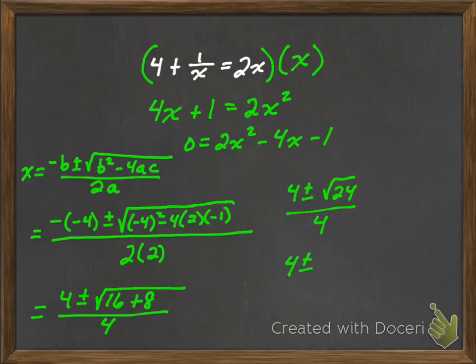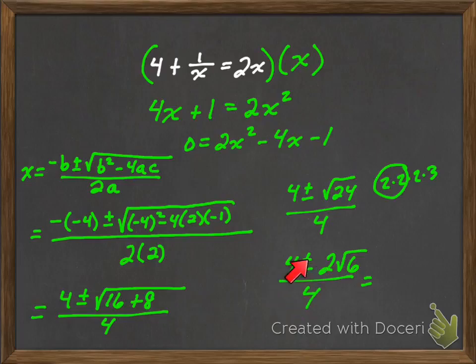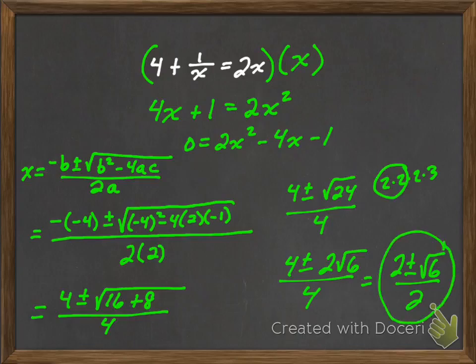Now 24, remember, prime factors to 2, 2, 2, and 3. With square roots, we're looking for pairs of numbers, so this is going to be 2 square root of 6 over 4. The 4, the 2, and the 4 are all divisible by 2. So that is going to give us 2 plus or minus the square root of 6, over 2 for our final solution here.